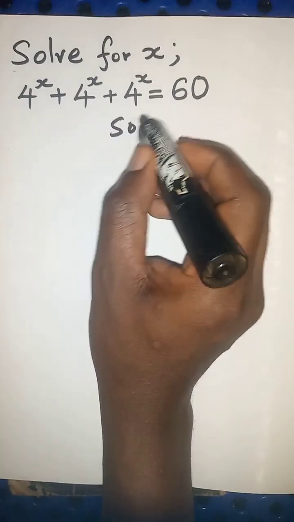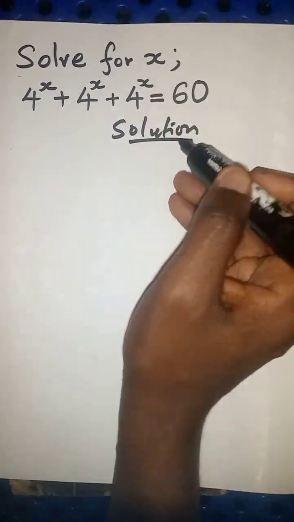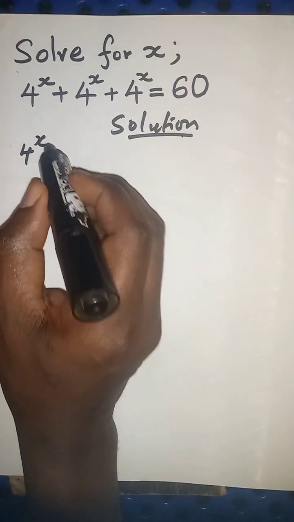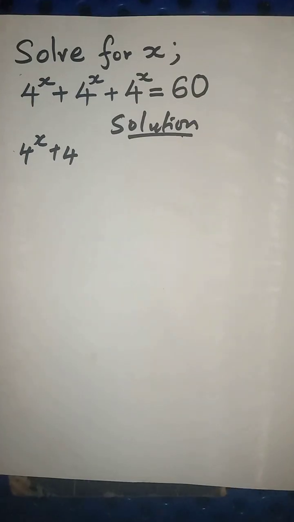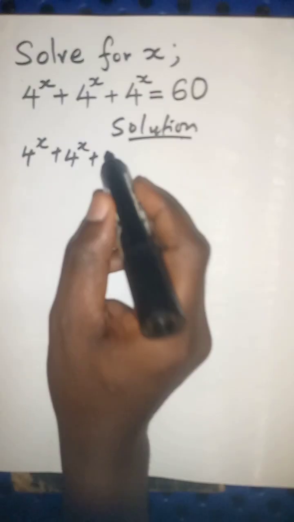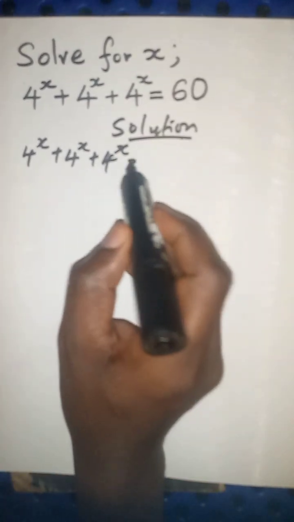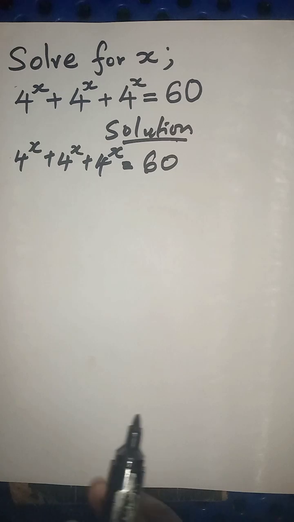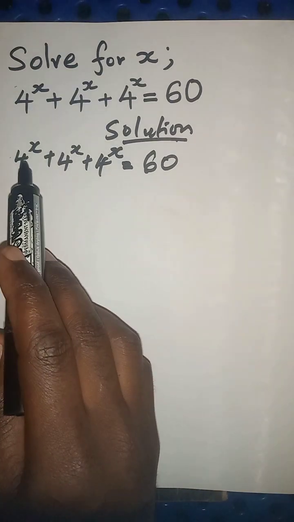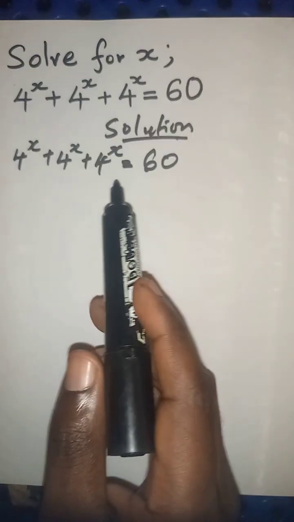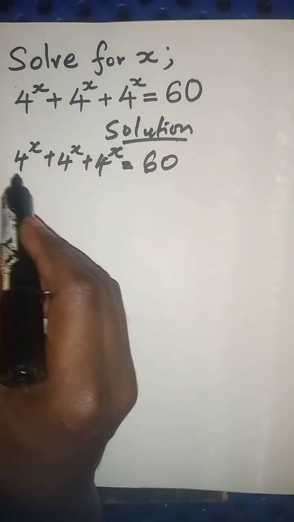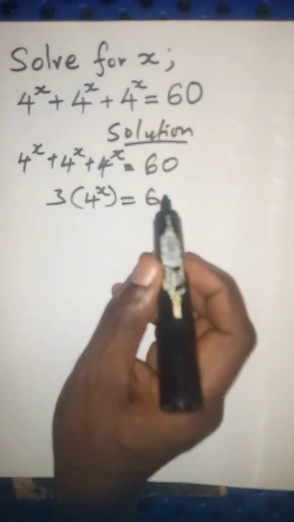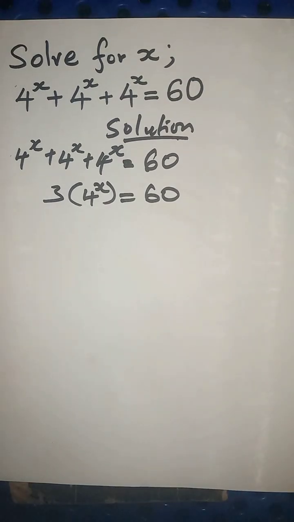Straight away, let us dive into the solution. If you look at this, it is 4 raised to x plus 4 raised to x plus 4 raised to x is equal to 60. So guys, this is 4 raised to x, 4 raised to x, 4 raised to x. I'm going to treat them as similar terms. So when I add them, I'm going to get 3 into 4 raised to x is equal to 60.